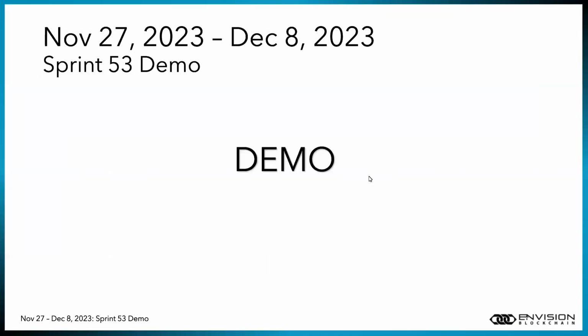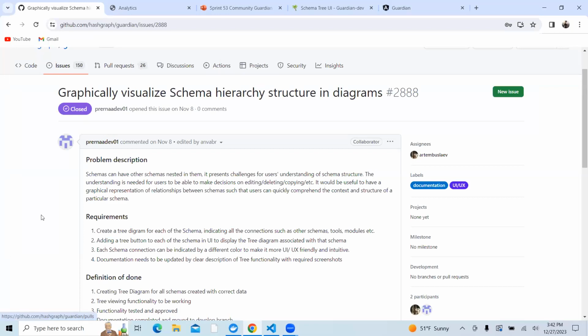Now let's look at the Sprint 53 demo. The first ticket we'll be looking at is 2888, which is graphically visualized schema hierarchy structure in diagrams. Schemas can have other schemas nested in them. It presents challenges for users' understanding of schema structure. The understanding is needed for users to be able to make decisions on editing, deleting, copying, etc. It would be helpful to have a graphical representation of relationships between schemas so that the users can quickly comprehend the context and structure of a particular schema.